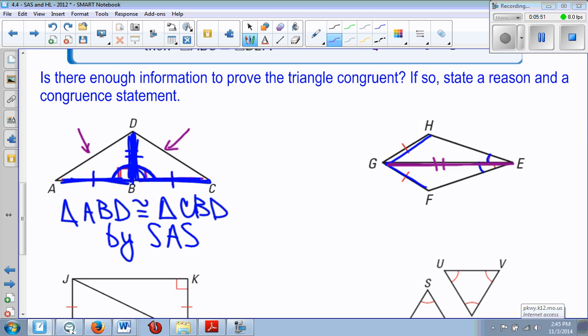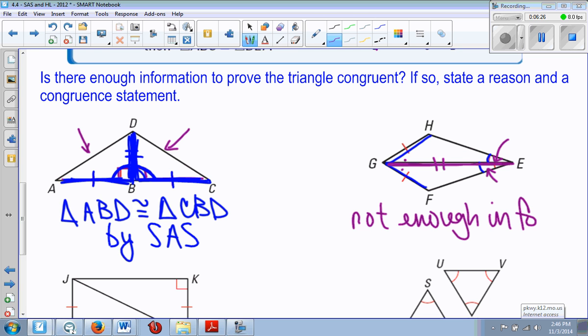In order to use side angle side, the angle that I'm looking at has to be in the middle of the two side lengths. And angle E over here is not an included angle between the two side lengths that are congruent. The included angle in this picture would be over here at G. Since I don't have enough information or any information at all to say anything about the angles at G, I actually cannot say these triangles are congruent because there's not enough information.